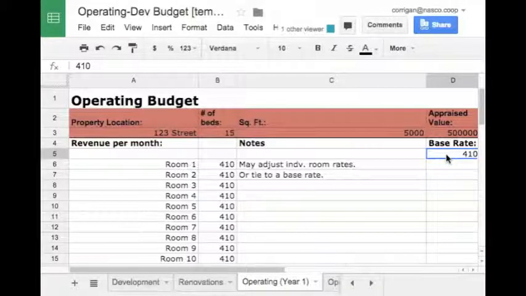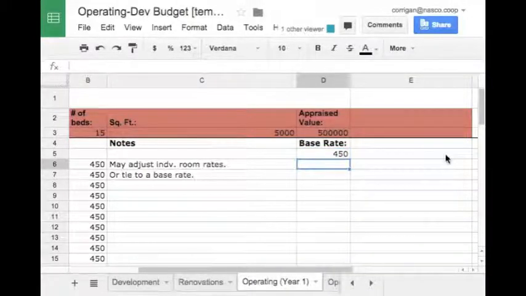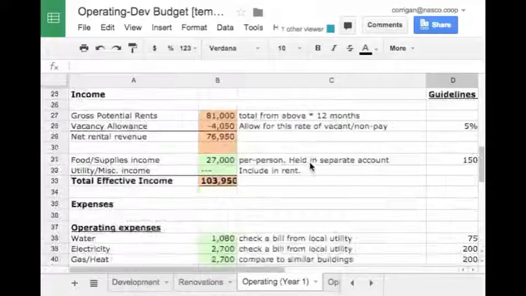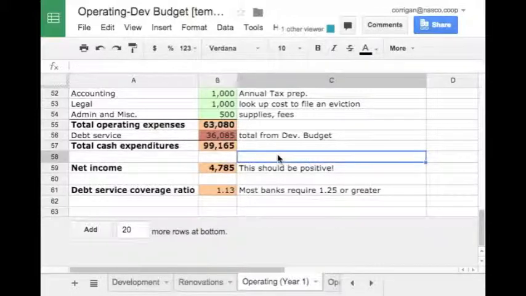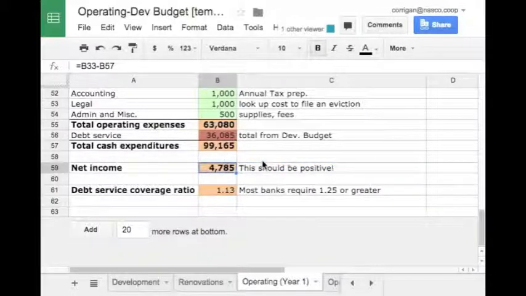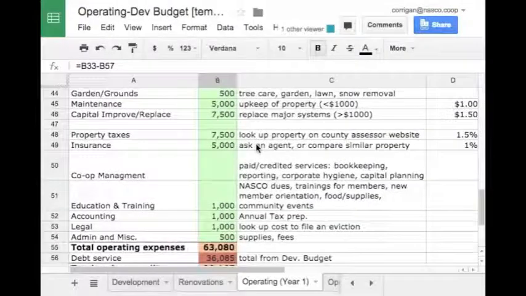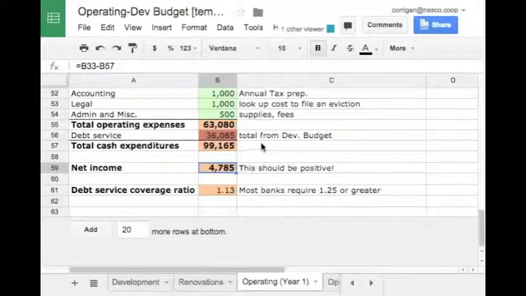Let's go all the way up to 450. Everything updates. We scroll down. Great, now we have a net income that's positive, $4,785. So you'll operate the co-op each year, and there'll be a little bit of cash saved in addition to all that's been set aside for these expenses.